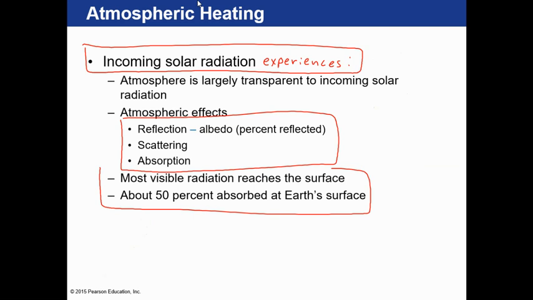Well, what happens to that energy coming in from the sun? That's what this little section is about. First thing that can happen is it can reflect, it can bounce back into space. The second thing is it can scatter around, it can make the sky look blue. And the third thing is that it can be absorbed, it can heat up or warm up whatever it's striking.